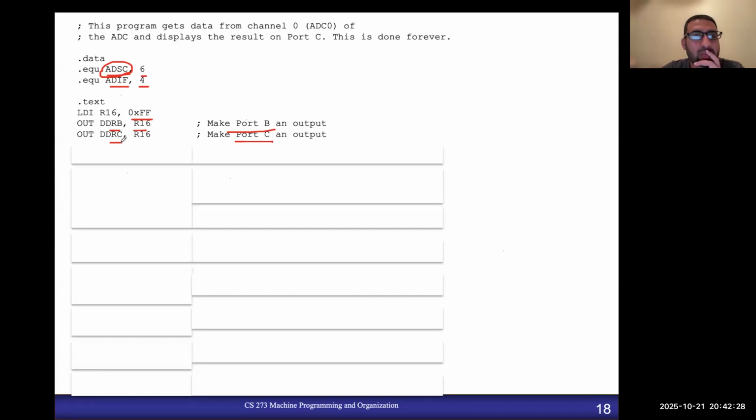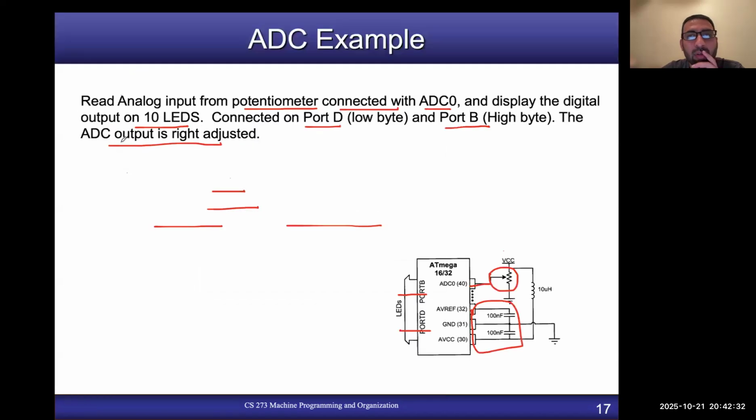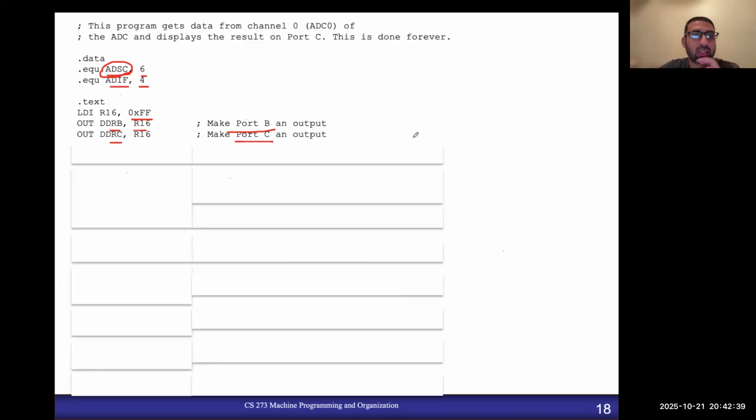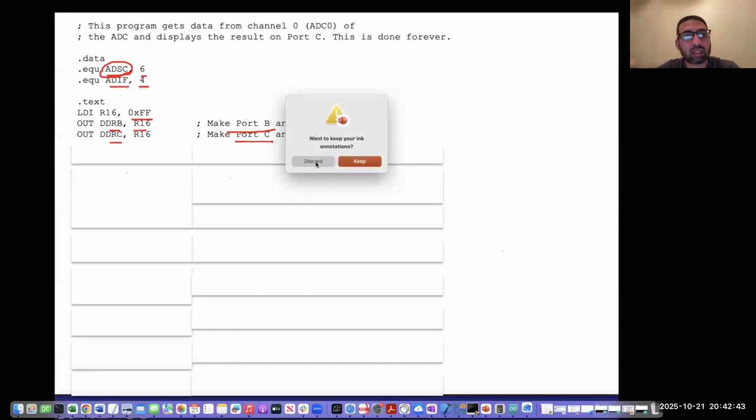Is there a mismatch between my program and my requirement? You need to use port B and D. Yeah, there is a mistake. Let me just correct it.